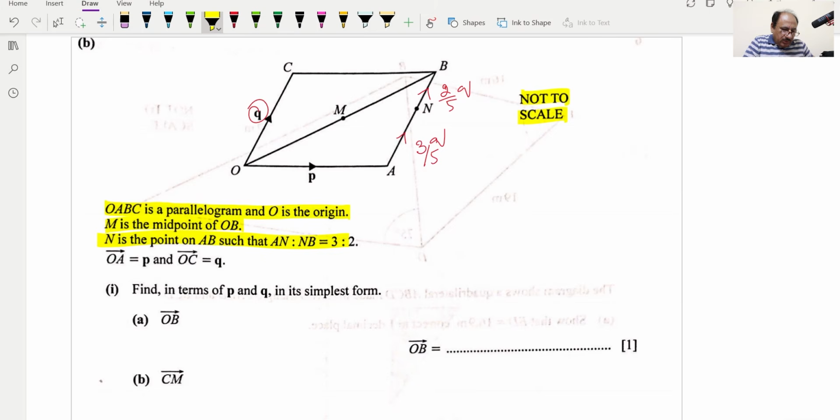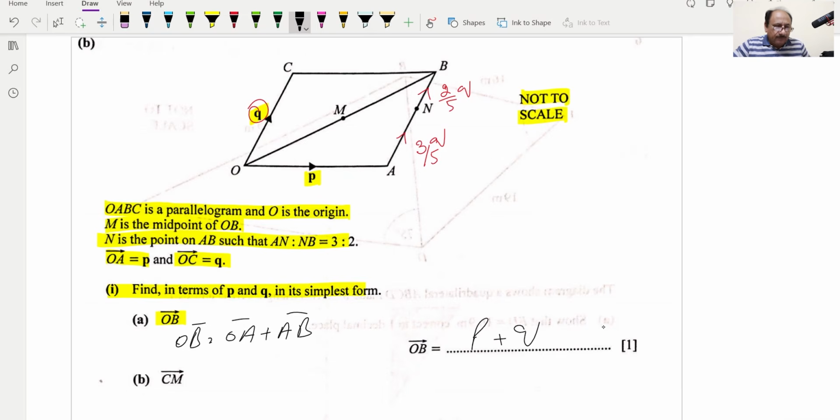Now they are saying OA is equal to P, and OC is equal to Q. Find OB in terms of P and Q in its simplest form. OB is this vector, so we take this route, this plus this one. We can write OB is equal to OA plus AB, and this is equal to P plus Q.